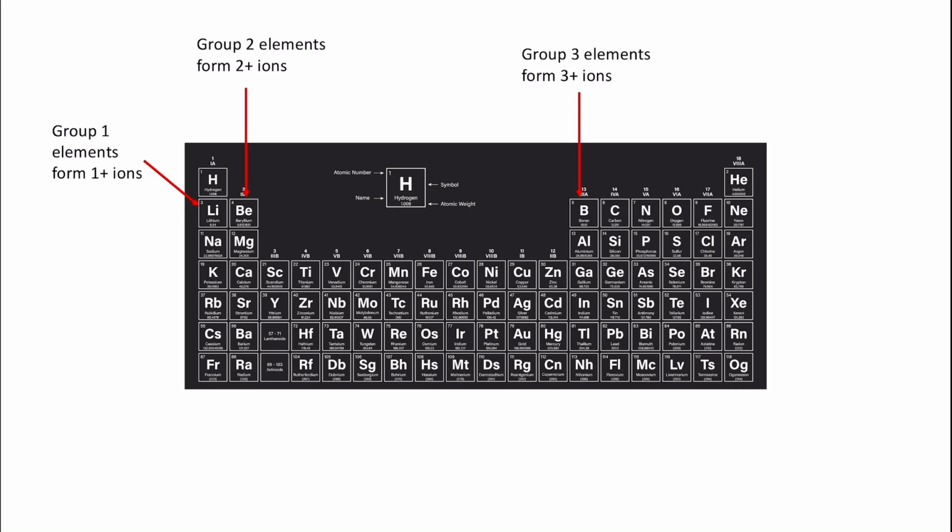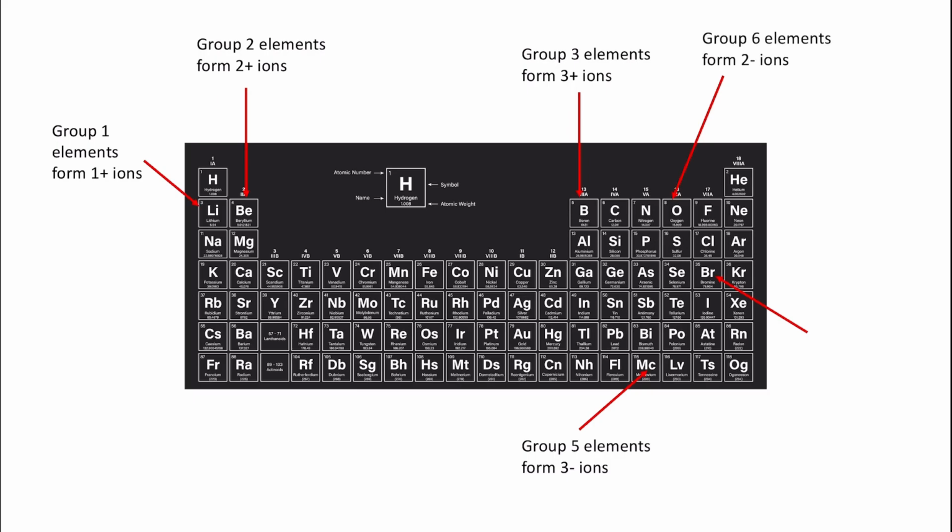Group 3 elements have 3 electrons in their outer shell, and they lose all 3 electrons to give you 3+ ions. Groups 5, 6, and 7 are all non-metals, and they tend to gain electrons rather than losing electrons. So group 5 elements have 5 electrons in their outer shell, and it's easier for them to gain 3 electrons in order to reach the full outer shell of 8 electrons. So they gain 3 electrons to form 3- ions.